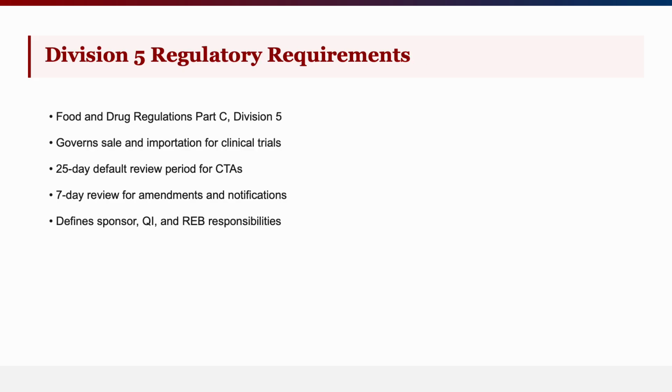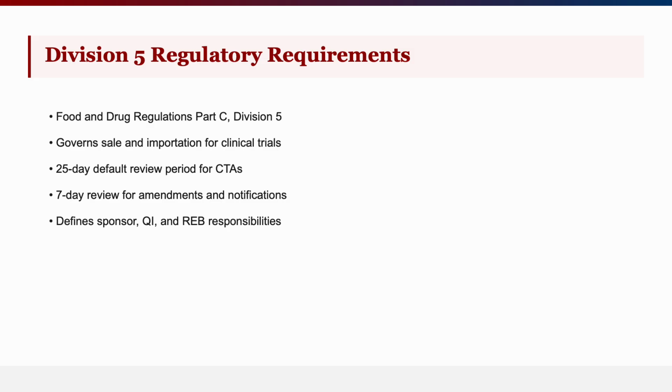Let me provide context on the regulatory framework governing clinical trials applications in Canada. Division 5 of Part C of the Food and Drug Regulations is the primary regulation. Division 5 governs the sale and importation of drugs for use in clinical trials involving human subjects. It establishes the legal framework for conducting clinical trials in Canada, including the requirement for authorization before a trial can begin. The default review period for a new clinical trials application is 25 calendar days.